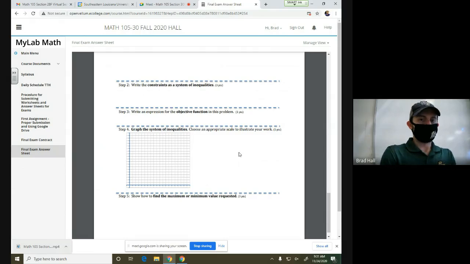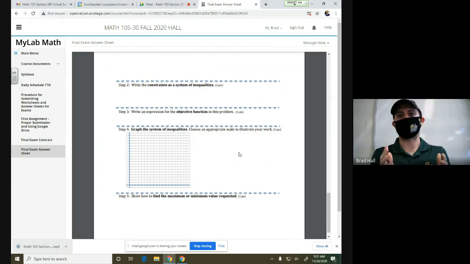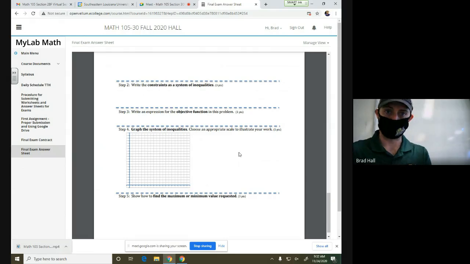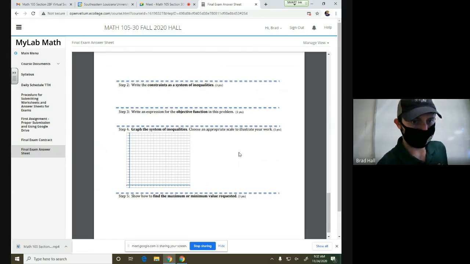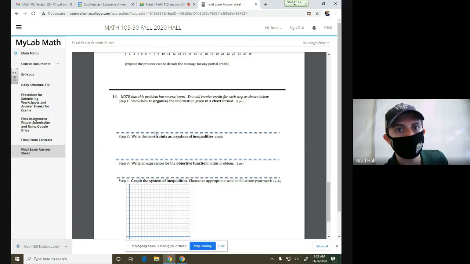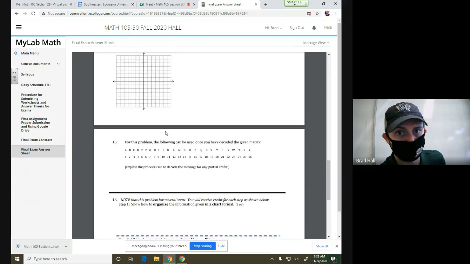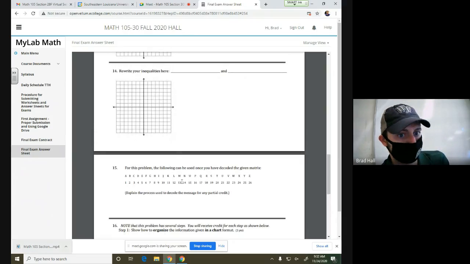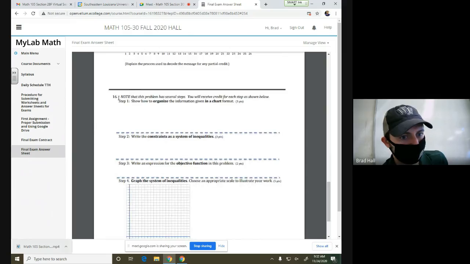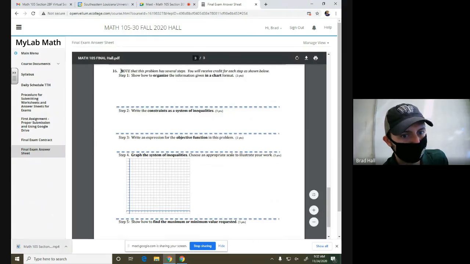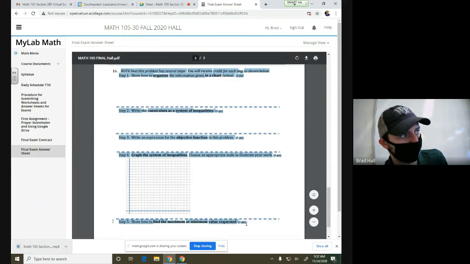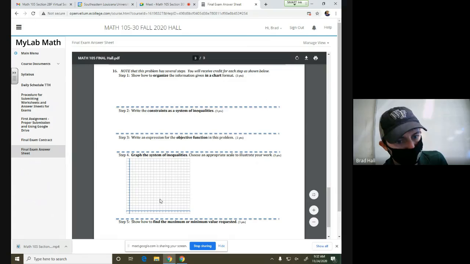So it's good that you know how to expedite this process for submitting it to me through the shared Google Drive folder. This also gives you an idea of what type of questions you can study for. As you can see, problem 16, I think it's clear that there's going to be a linear programming problem on here. They do give you a graph template. It's not labeled, but they do give you a template here.